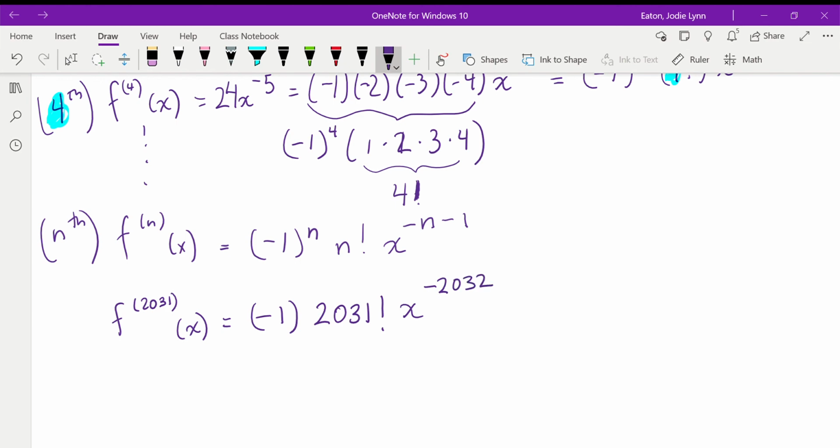That 2031 factorial is an exceedingly large number. I have no desire to multiply that out, and neither should you. So at this stage, we've given enough information. We have found our 2031st derivative.